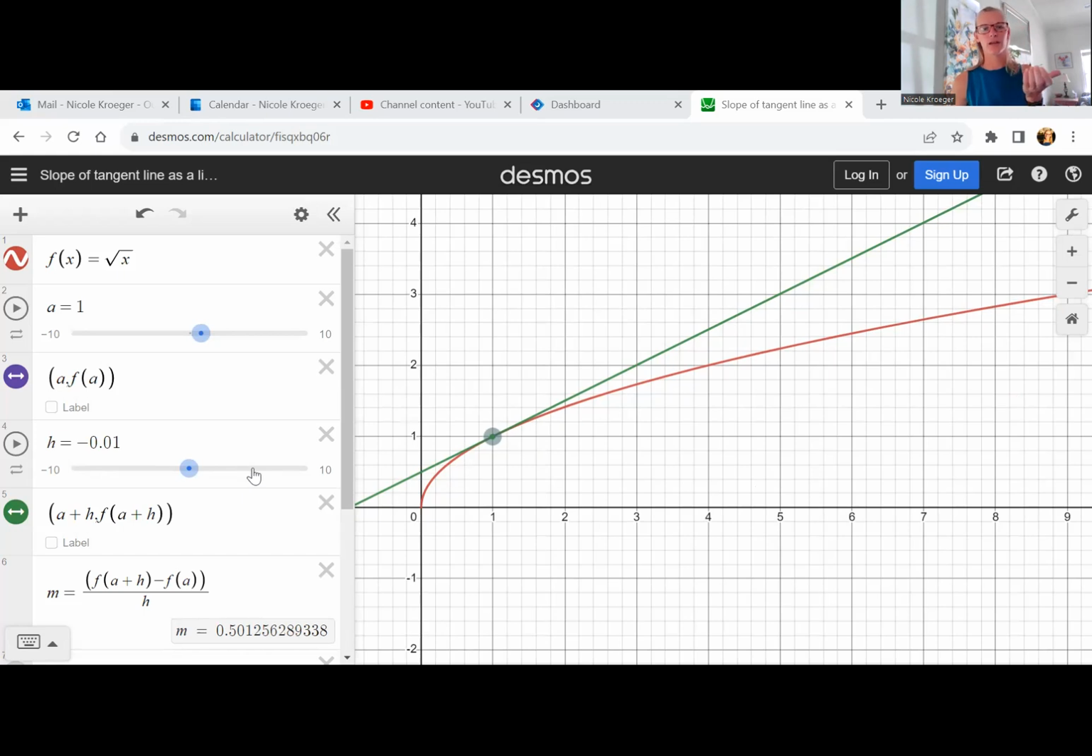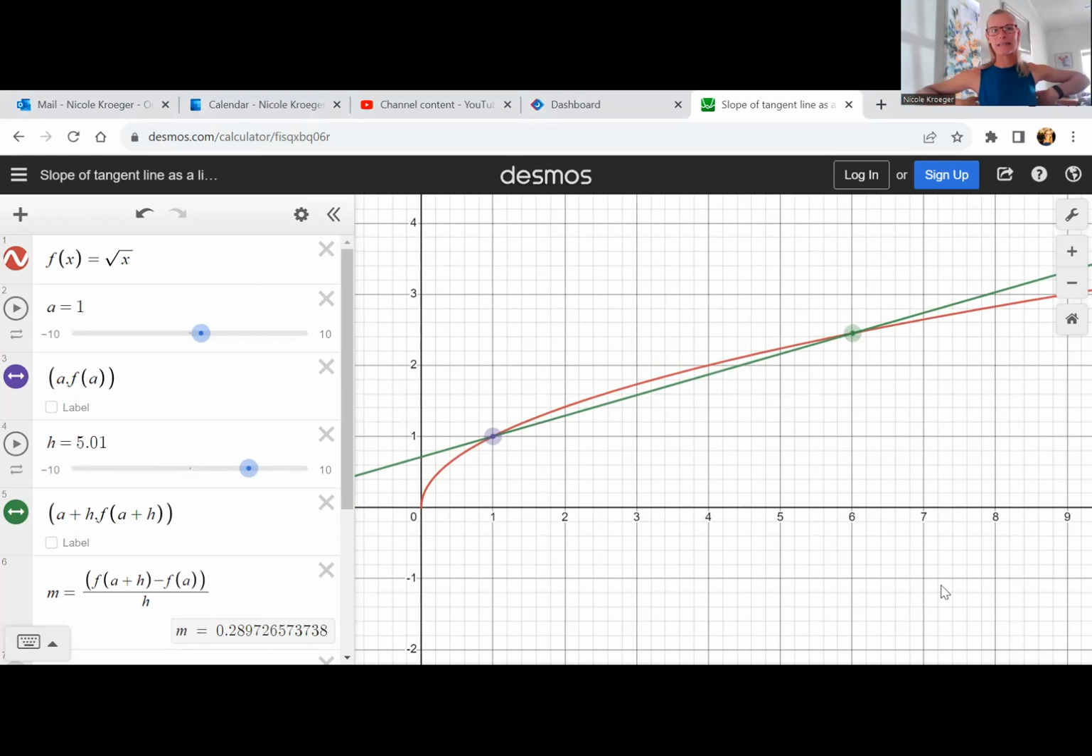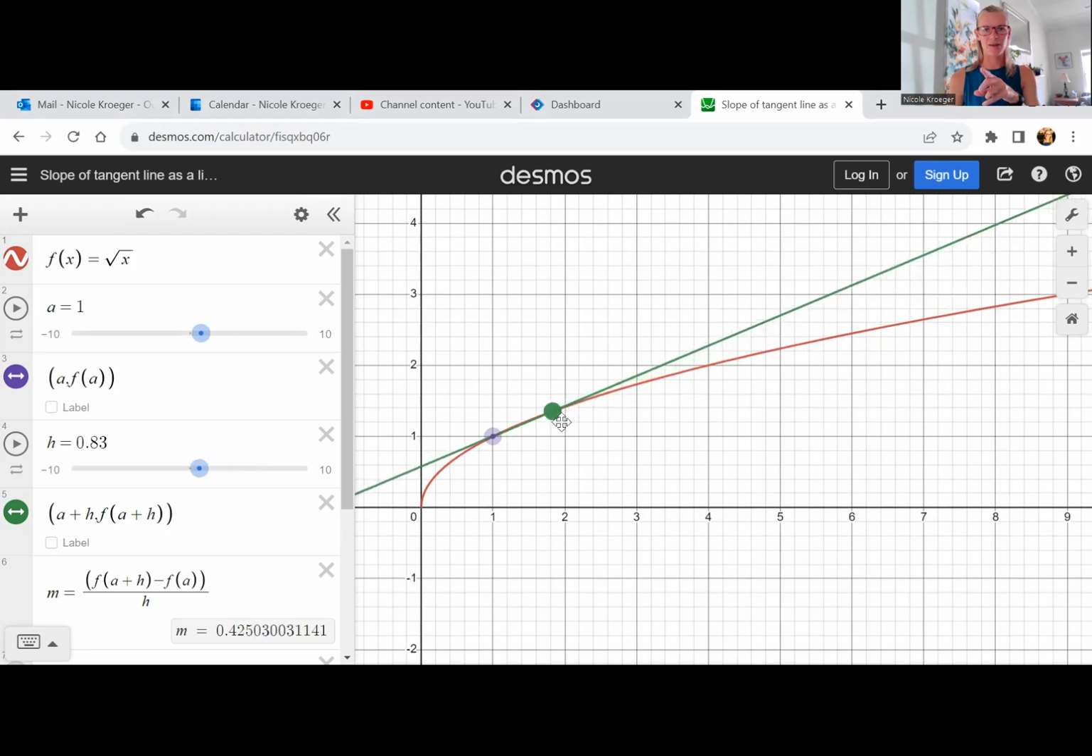So let's pick another point on our curve, maybe this point way out here, like 6. That's the secant line. That line is not perfectly the tangent line, but its slope will approximate the slope of the tangent line. Notice if I move the second point closer to the point I cared about, that secant line, these are all secant lines, gets closer and closer to that tangent line.